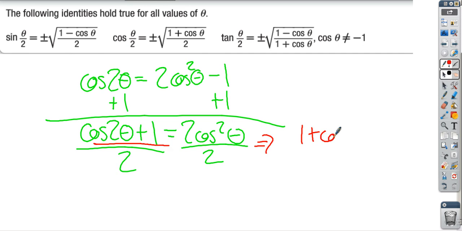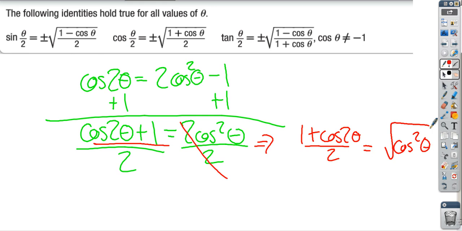So (1 + cos 2θ)/2, and that's equal now to, these things have canceled, so it's equal to cos squared of θ. And how do you solve for cos? If it's cos squared, you would square root both sides, and in front of the square root you put a plus or minus. So the square root of cos squared equals cos of θ.